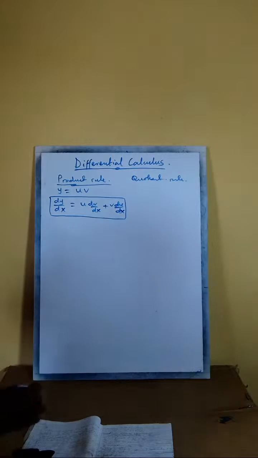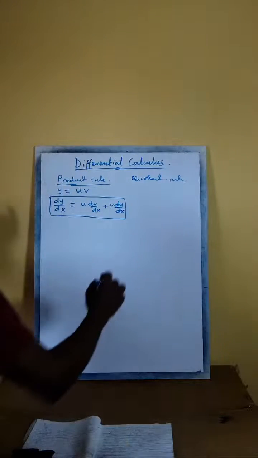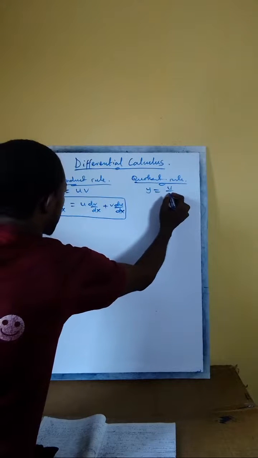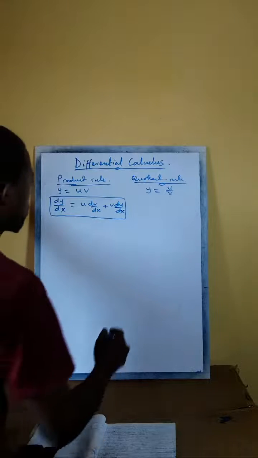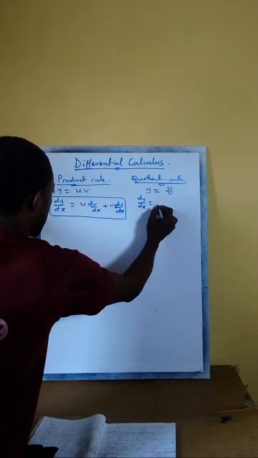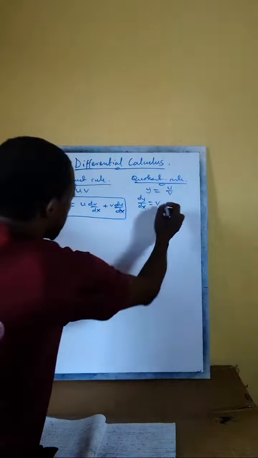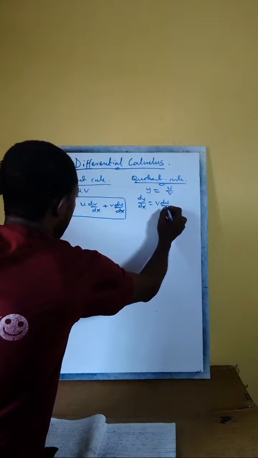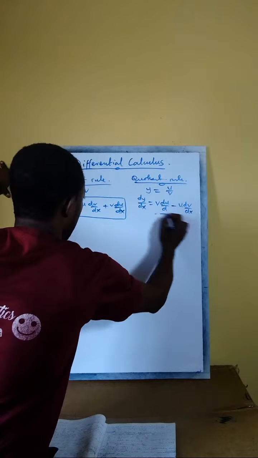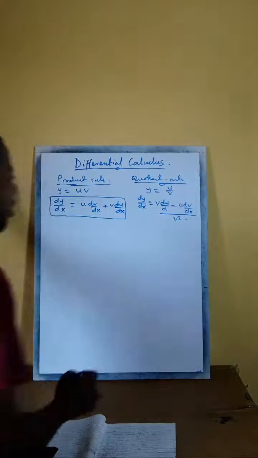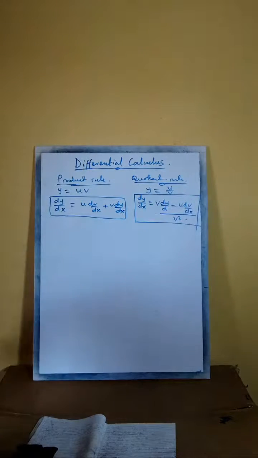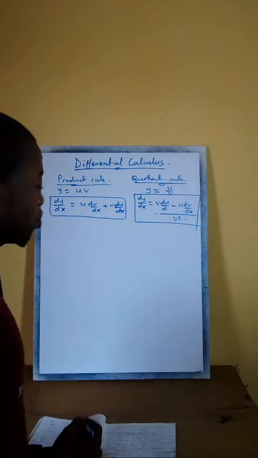Then also for the quotient rule, we have the relation when y equals u over v. Also u and v are both functions of x. Then dy/dx will give us v du/dx minus u dv/dx, then over v squared. So we looked at some examples to demonstrate this in our previous live class, so you can check them to see how this is solved.